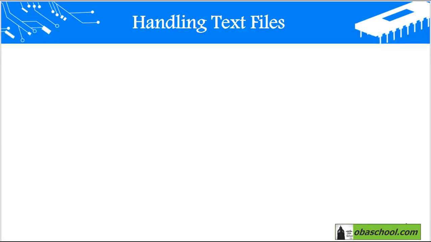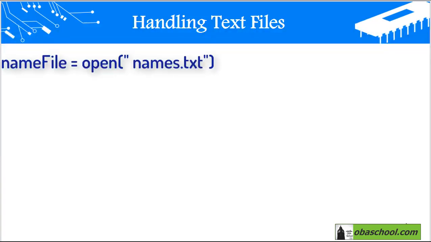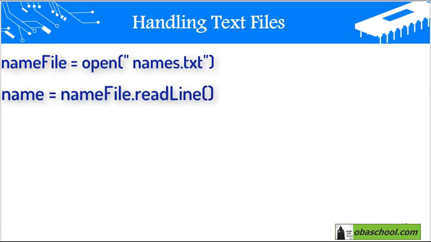How we can read from a file? We will take an example how we can read and print a text file. So we have our text file which is called names.txt. We put it in variable name file and we open it. Then we have variable name. We put in it our text file which is saved in variable name file, read line and beside it empty brackets. So now we are reading from the name file.